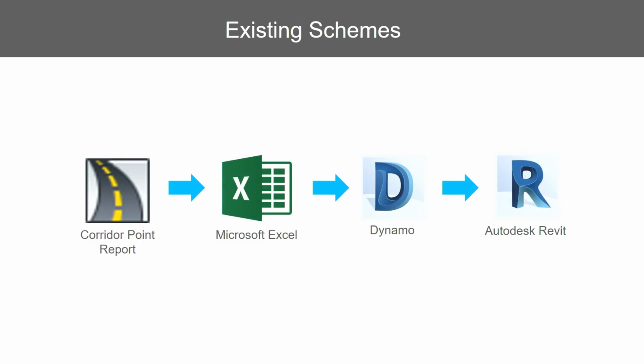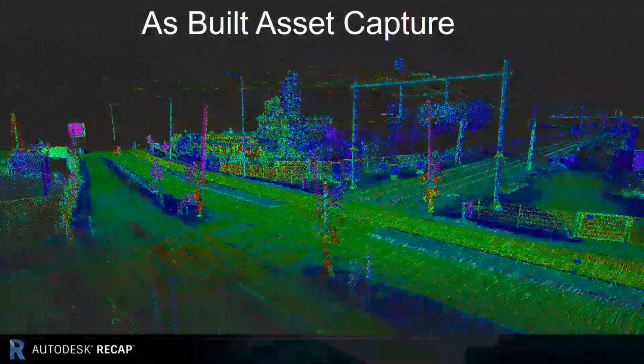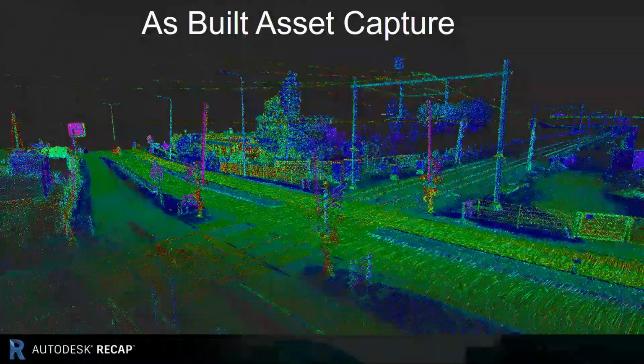And here we have an existing scheme, and this will be if we already had the alignment and corridor created in Civil 3D, and we're just going to use Revit and Dynamo to go into detailed design. Okay, so let's have a look at some of these processes in a bit more depth.